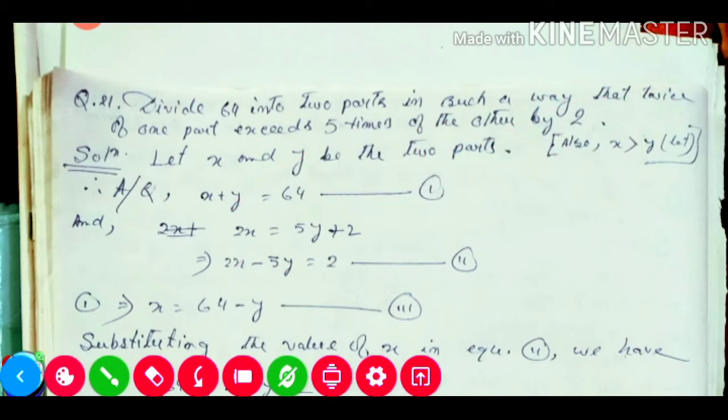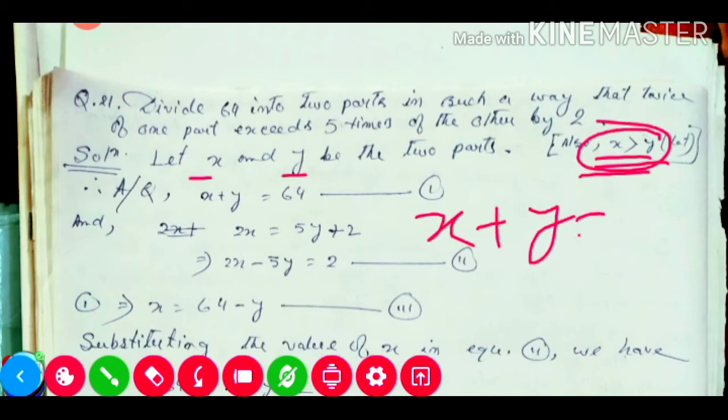So equation number 1 will be, 2 parts are there. So the greater part, big part we take as x, and smaller part we are taking as y. Let x and y be the 2 parts. Here we are considering x is greater than y. So here it is our 2 parts. That means if we add these 2 parts, it will be 64 only. So it is our equation number 1.